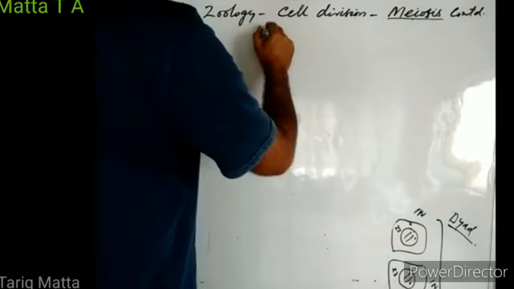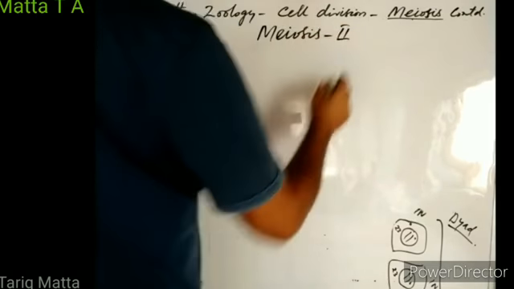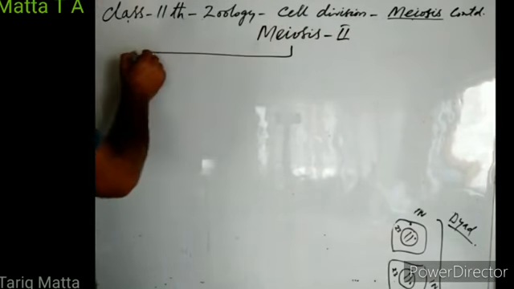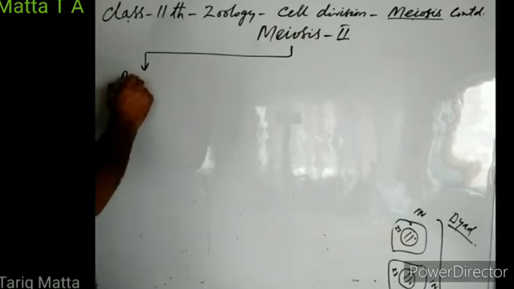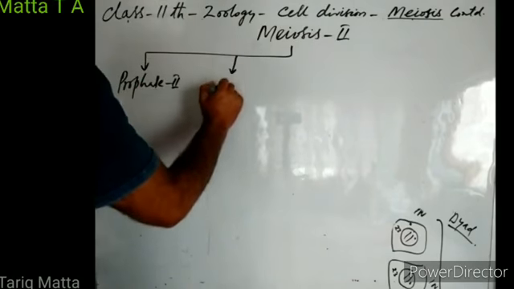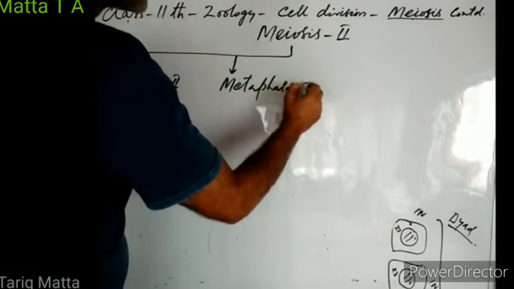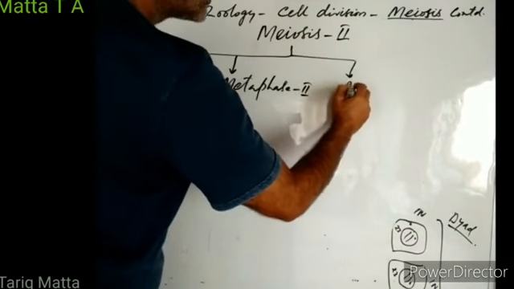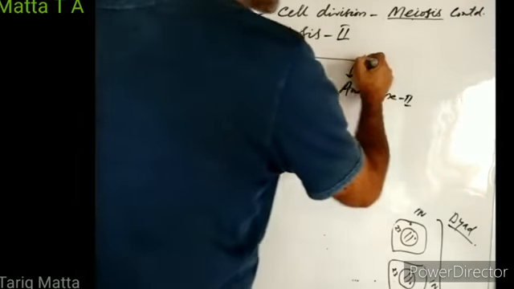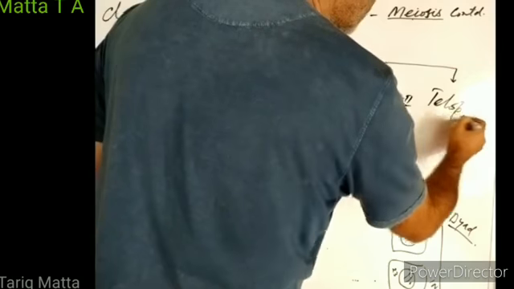Now meiosis second, like meiosis first, is also divided into prophase second, metaphase second, anaphase second, and telophase second.